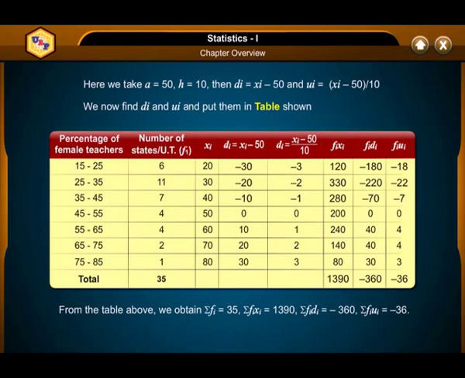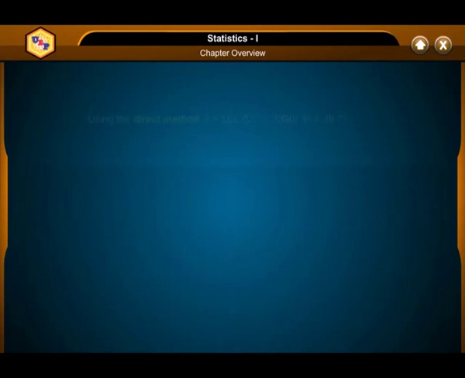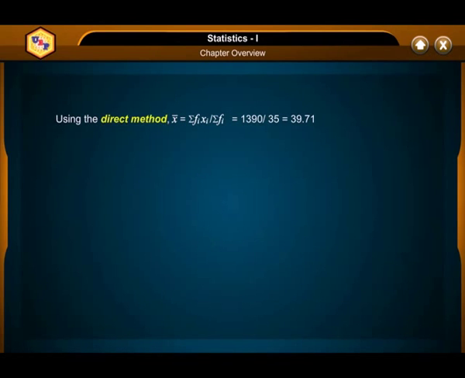From the table above, we obtain sigma fi equal to 35, sigma fixi equal to 1390, sigma fidi equal to minus 360, sigma fiui equal to minus 36. Using the direct method, x bar is equal to sigma fixi upon sigma fi equal to 1390 upon 35 equal to 39.71.